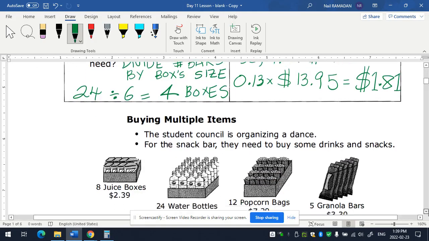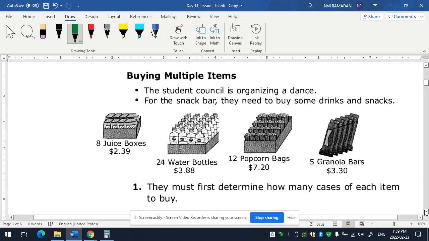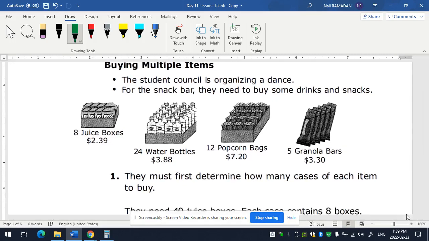All right. So buying multiple items. By the way, today's lesson, as you can tell from the header right here, is two things: unit price. We'll explain what that means, and making buying decisions. Okay. Deciding where to get your stuff. So the student council is organizing a dance. For the snack bar, they need to buy some drinks and snacks. Here are the prices that they actually have to consider.